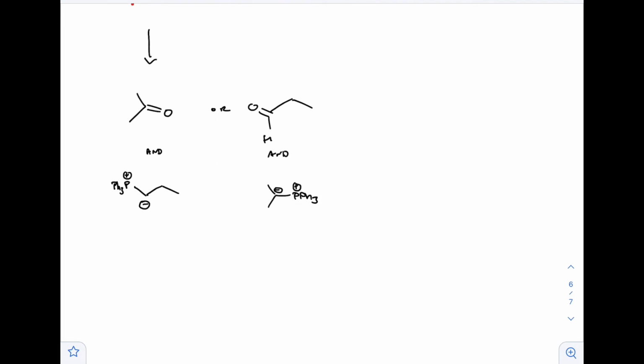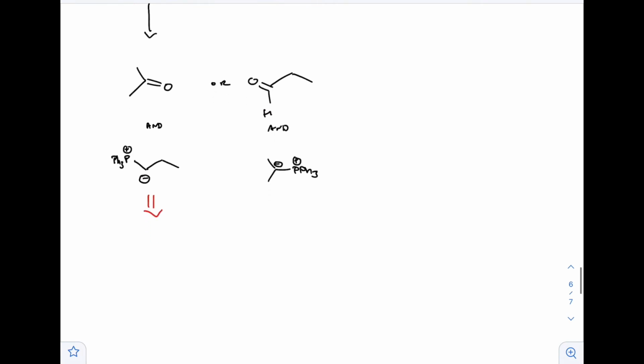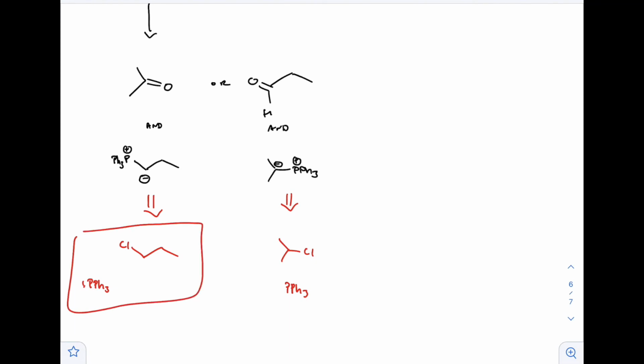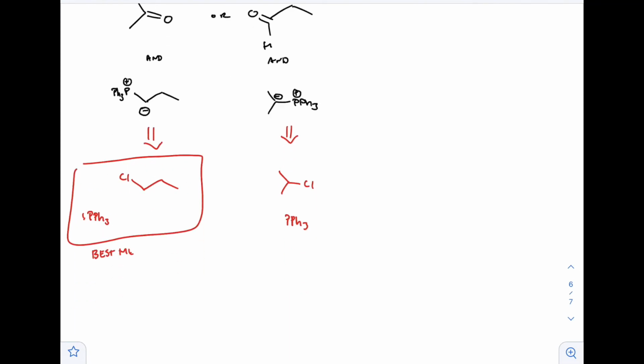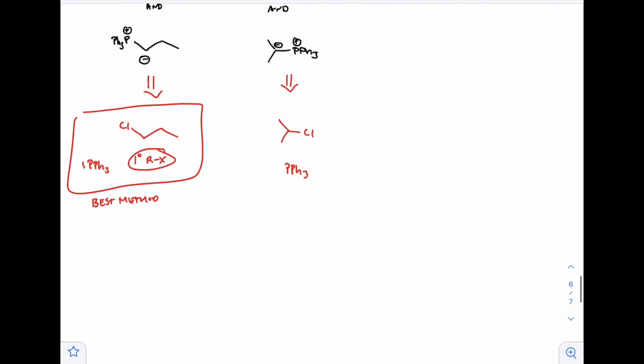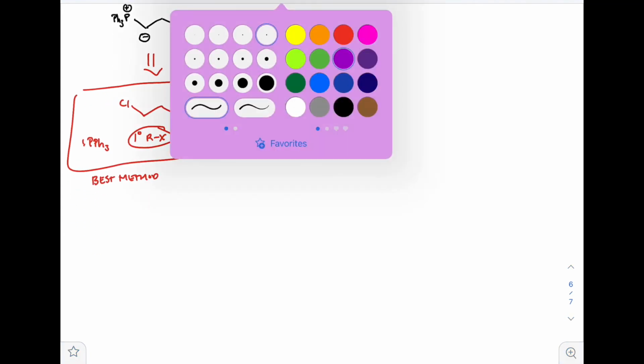And notice, if we work our way backwards, the alkyl halide that's needed in order to form those phosphonium ylides, the one on the left would be a primary alkyl halide, of course with that triphenylphosphine, and the one on the right would be a secondary alkyl halide. And we know that primary alkyl halides are better for SN2 reactions, and so that's the route that we would want to take. This is the best route to make that alkene product, at least in its highest yield, right? Better conversion to the alkene product.